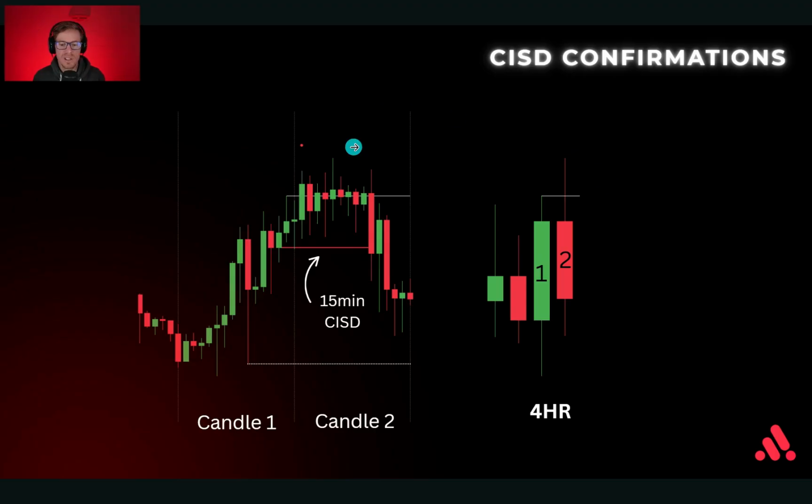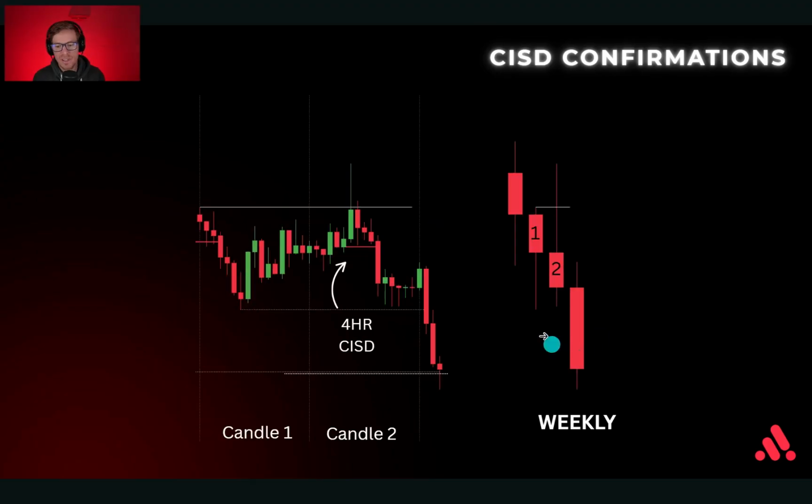So we jump onto the lower time frame chart and you can see we get this sweep happening here. The closures happen and we mark out the CISD. All we want to do is see price break and close below the CISD, and that is where we look to take our short entry.